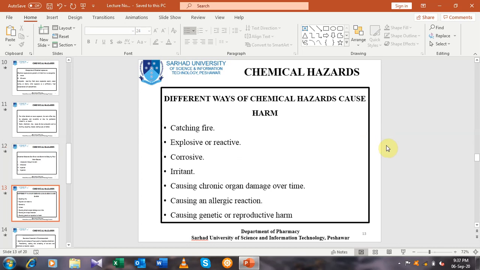Different ways chemical hazards cause harm. There are different ways. For example, chemicals may catch fire, may be explosive or reactive, may be corrosive, or may be irritant to the person. They may cause chronic organ damage over time, sometimes cause an allergic reaction, and sometimes cause genetic or reproductive harm. For example, one popular chemical that causes reproductive harm to males is pyridine. That's why exposing a male person to pyridine should be avoided, as it may cause reproductive harm. Care should be taken in this regard.